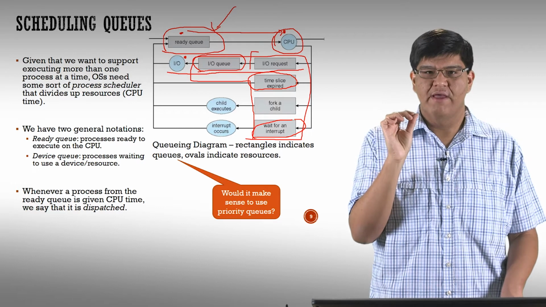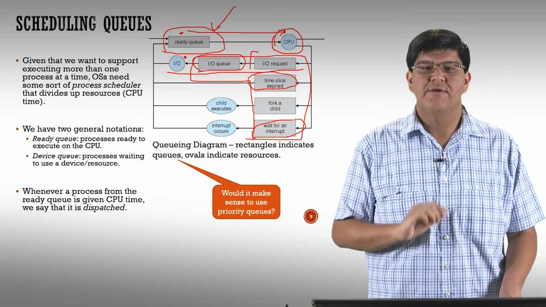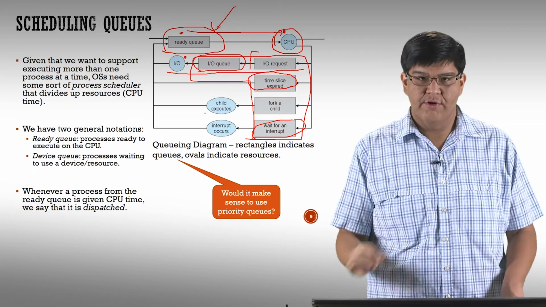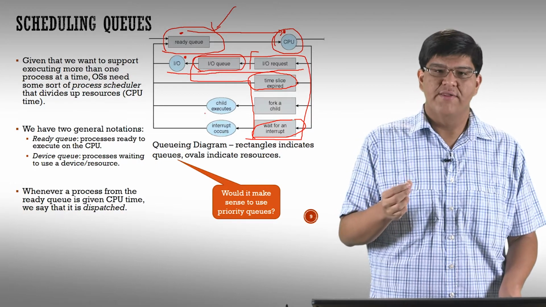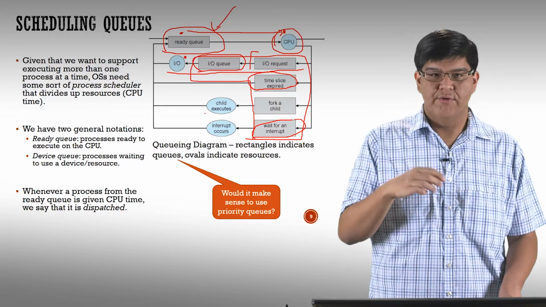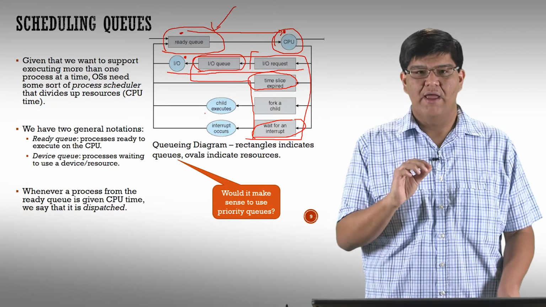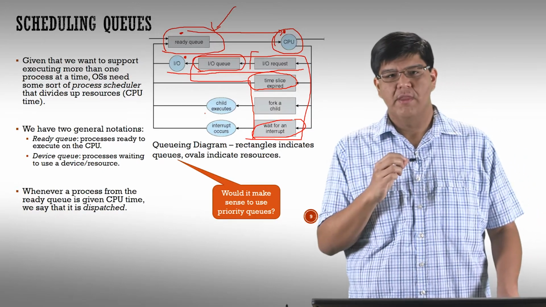And then one last piece of terminology: when I have a process that's in the ready queue and it's going to the CPU, we say that process is being dispatched. So we're going to send it off, and this one can actually do stuff. So we'll call that a dispatch.